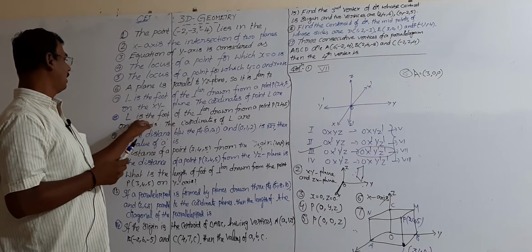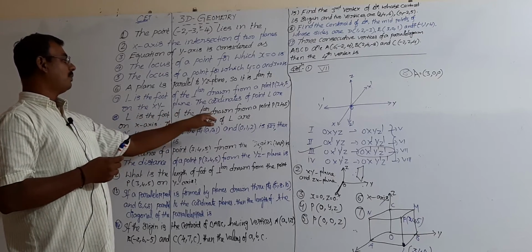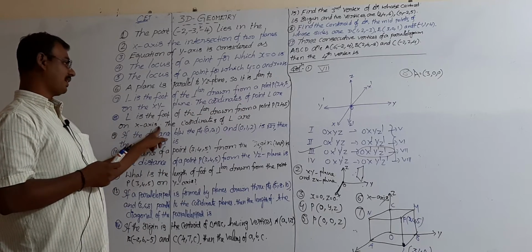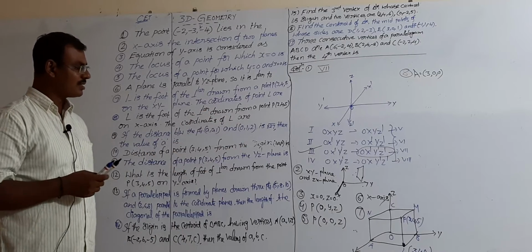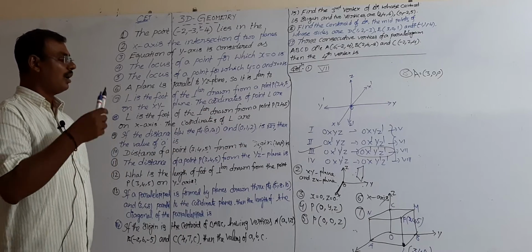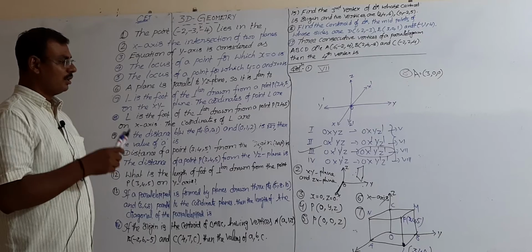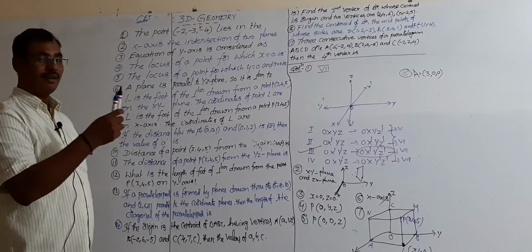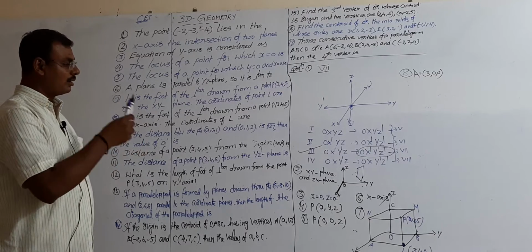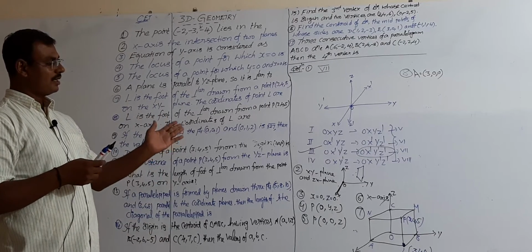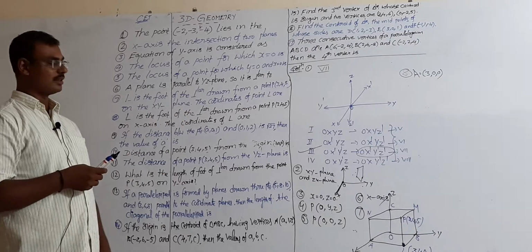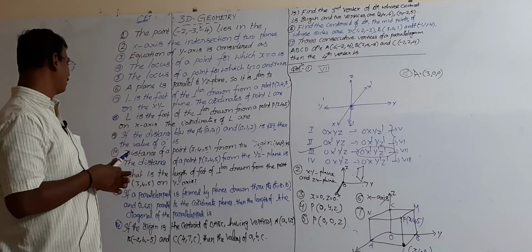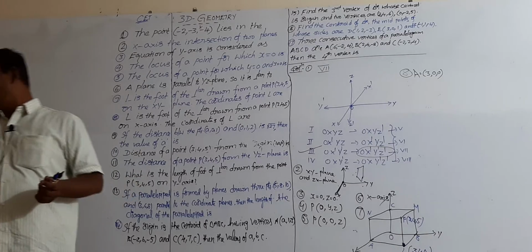The question is, L is the foot of the perpendicular drawn from a point P(3, 4, 5) on an axis. On the y-axis, what is the answer? (0, 4, 0). On the y-axis, x and z are zeros. On the z-axis, what is the answer? (0, 0, 5) is the answer. So like this we always have to find the answers. Now I am going to question number 9.